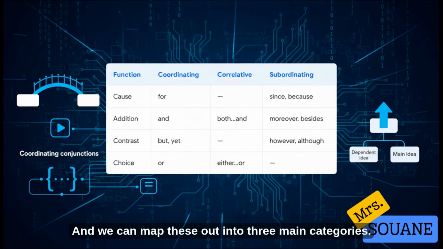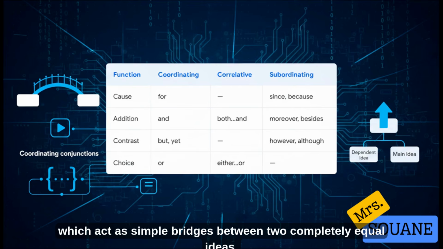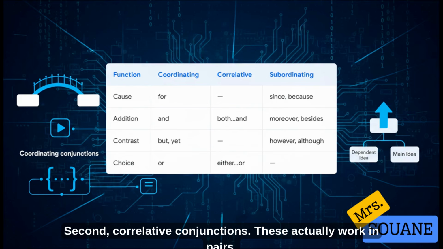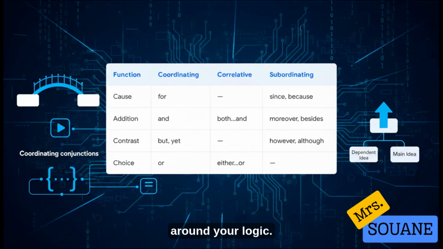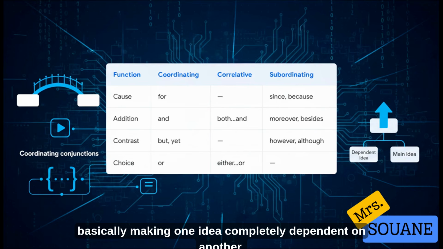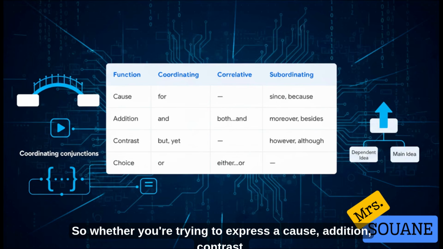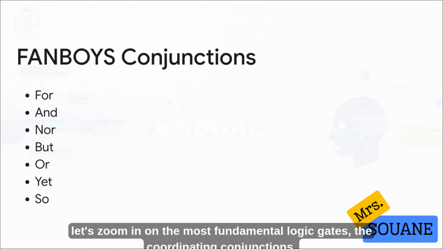And we can map these out into three main categories. First up, coordinating conjunctions, which act as simple bridges between two completely equal ideas. Second, correlative conjunctions. These actually work in pairs. You can kind of think of them like opening and closing brackets around your logic. And third, subordinating conjunctions. These establish a strict hierarchy, basically making one idea completely dependent on another. So whether you're trying to express a cause, addition, contrast, or a choice, there's a very specific syntax tool for the job.